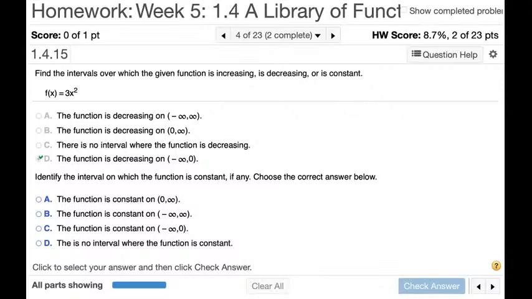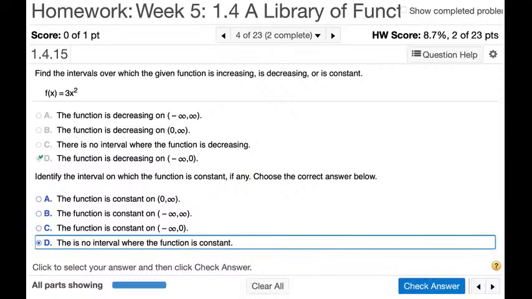All right. Let's rock and roll. All right. Oh, it's constant. There's no interval where the function is constant, right? It never flattens out. All right, let's keep it moving.